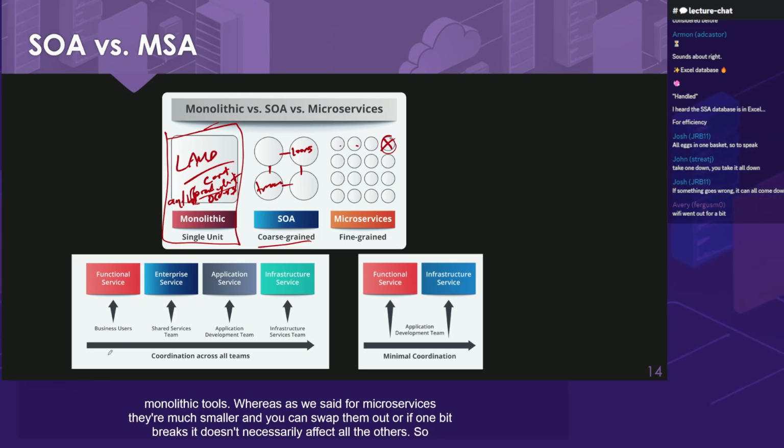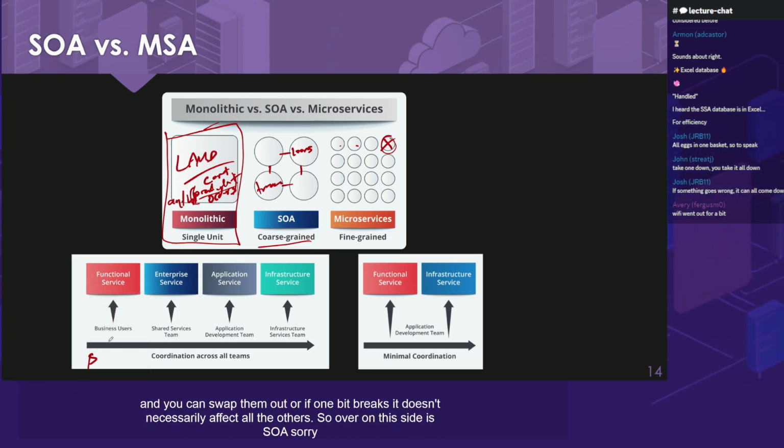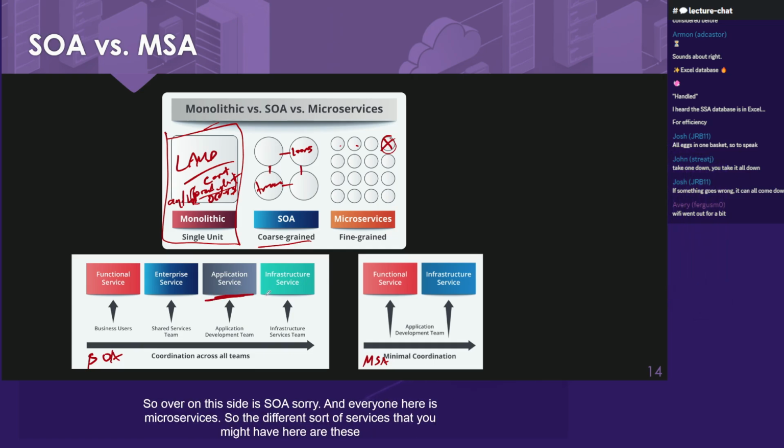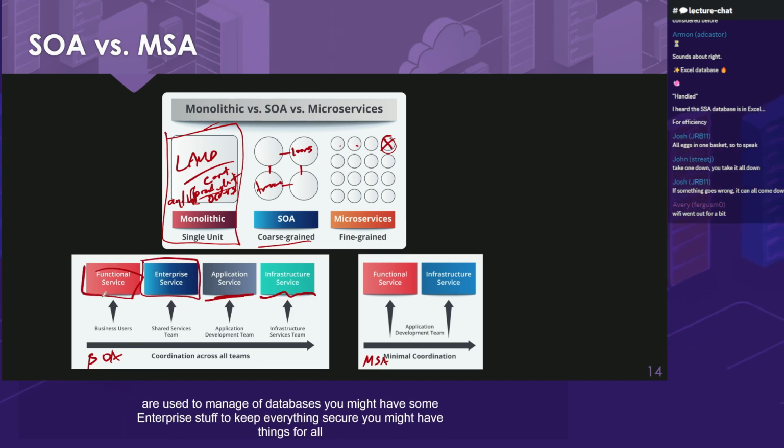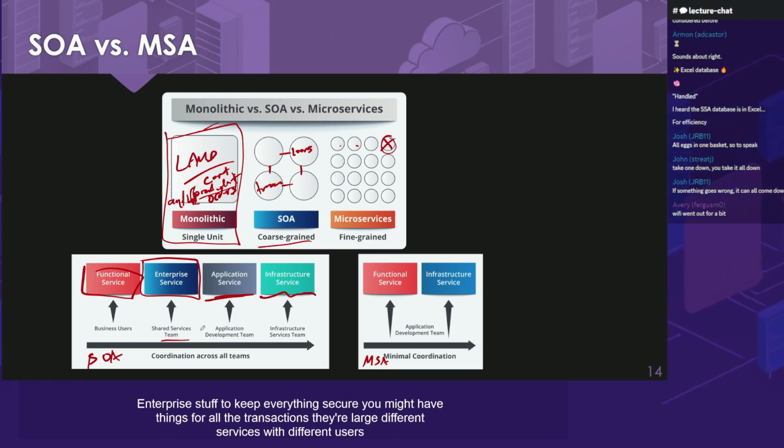So over on this side is SOA. Sorry, my pen is a pain. And over on here is microservices. So the different sort of services that you might have here are these application services. These are your front end services for the website or your mobile app. But you might have ones that are used to manage your databases. You might have some enterprise stuff to keep everything secure. You might have things for all the transactions. They're large, different services with different users and teams managing them.